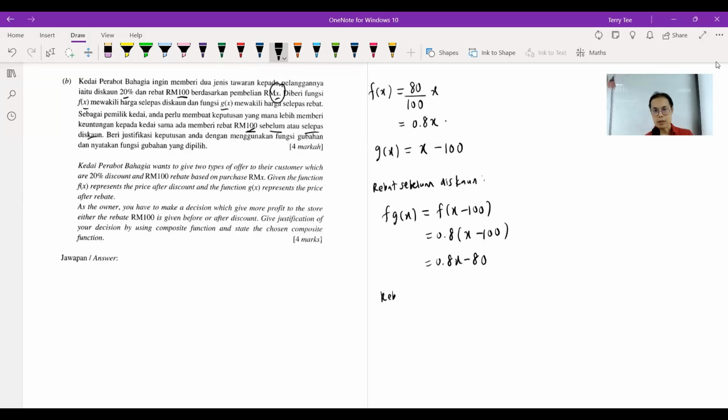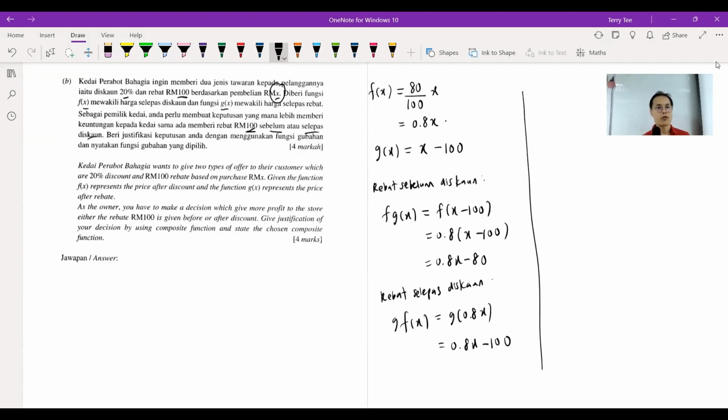Now, then you can also get rebate selepas discount. You give discount first. So if you give discount first, your f(x) must come first. So you put 0.8x inside your g(x). This will be 0.8x - 100. So the question is, which one is better for the pemilik kedai? Of course, if you sell at the lower price, it's not so good. You sell at a higher price, it'll be better, right?